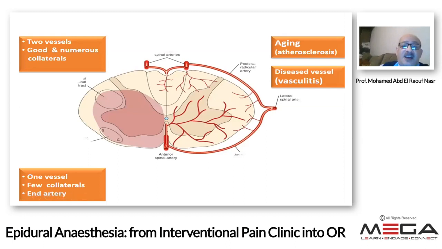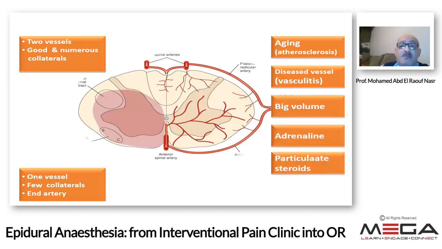If this end artery is diseased, we can get an anterior spinal artery syndrome. It might be diseased by aging, from atherosclerosis or from vasculitis. Another thing, a big volume injected in the epidural space might compress it from outside. Adrenaline, if added, might cause vasospasm. Particulate steroid might block the arteries from inside. And hypotension intraoperatively might exacerbate our condition.